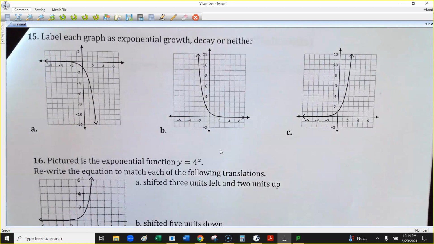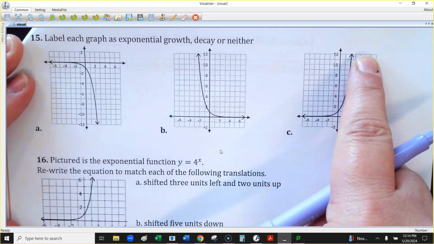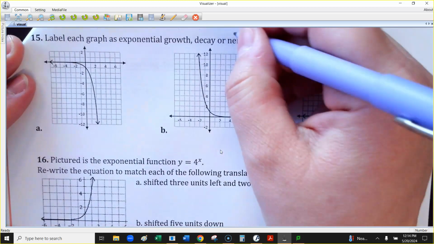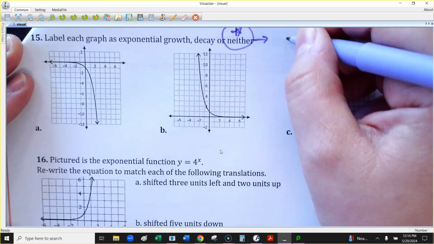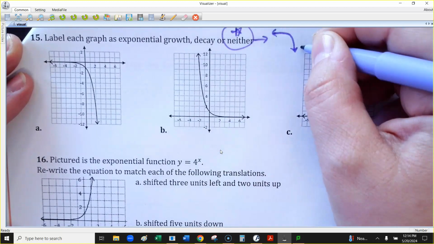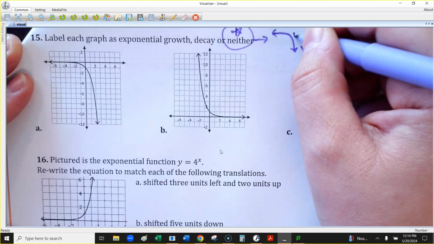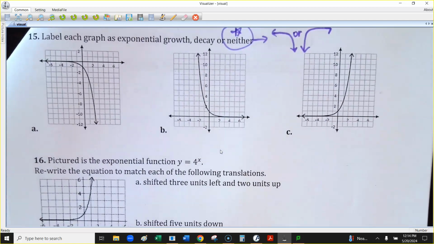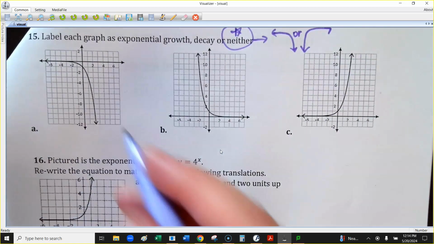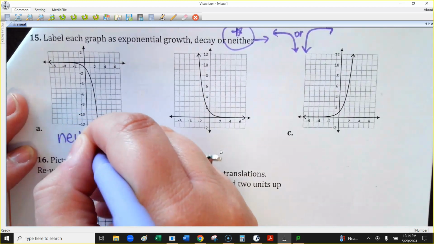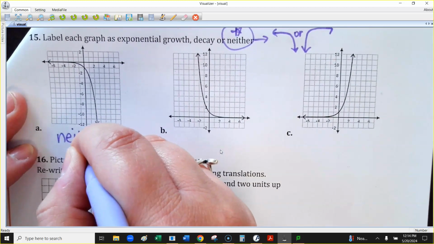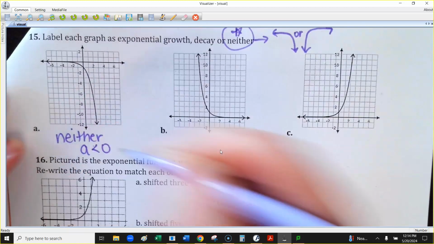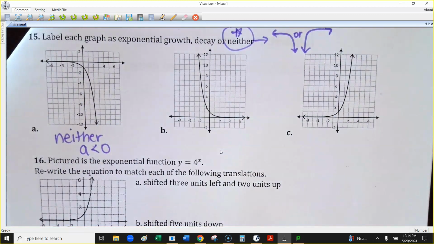Okay, so this just says label growth, decay, or neither. Automatically, if you have neither, it's got to point down. If you have decay, or if you have neither, it doesn't go up. So this first one, it's exponential, but what happens here is the a value is negative. That's what causes the graph to flip over. So that's not going to be used for exponential growth or decay, but it's still exponential, but if it points down, it's decay, or it's neither one.